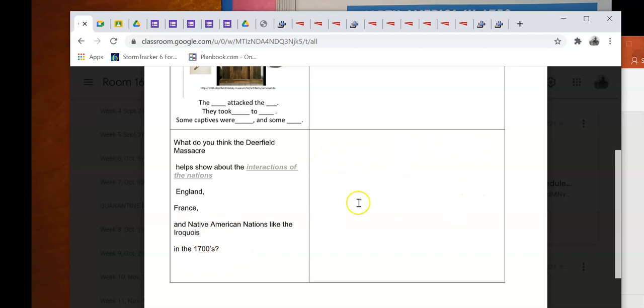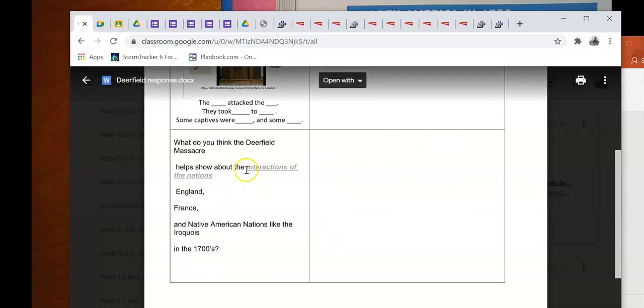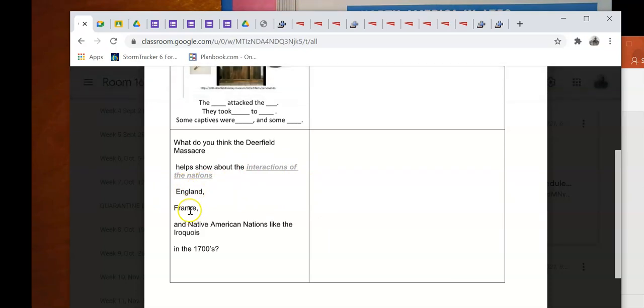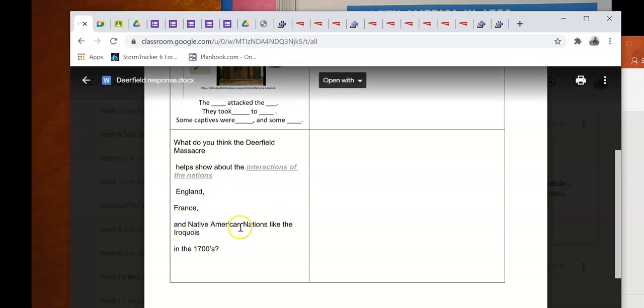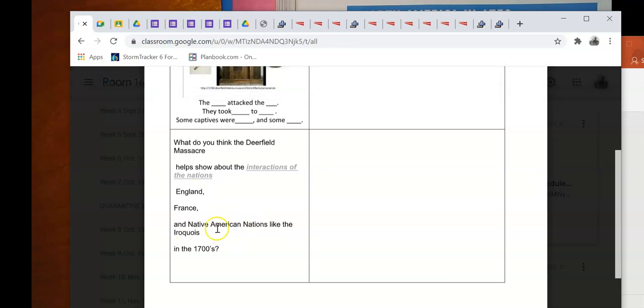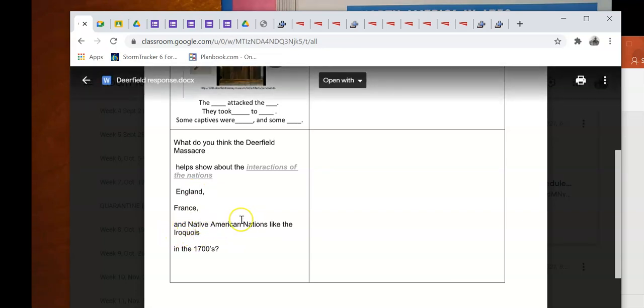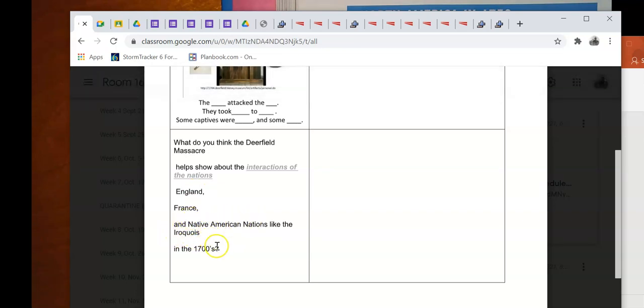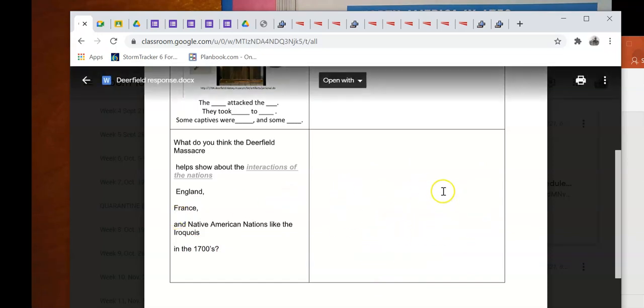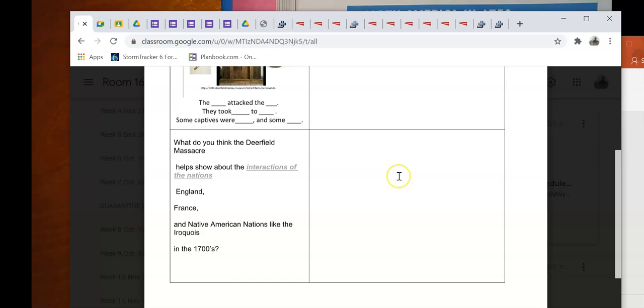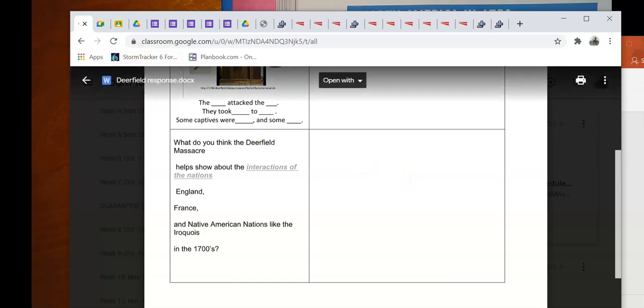This should be at least 1 sentence. You should use the words interactions of the nations. You should use the word England, the word France. You could say Native Americans. You could just say Iroquois. It'd probably be best to say Native Americans. You should probably include the fact that we're talking about the 1700s. So it might take you more than 1 sentence to answer this question, possibly 2 or 3 sentences. This is your assignment for social studies today.